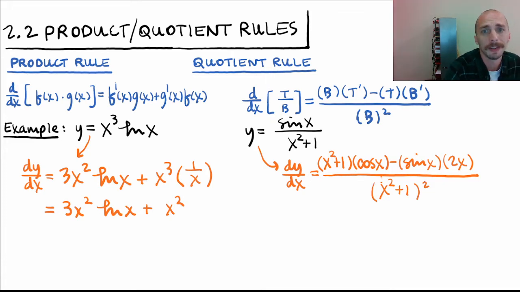And that is not something that you're going to want to simplify or clean up or anything like that. That's not going to be the way to go. So yeah, that'll be good. That's an example of product and quotient rule.